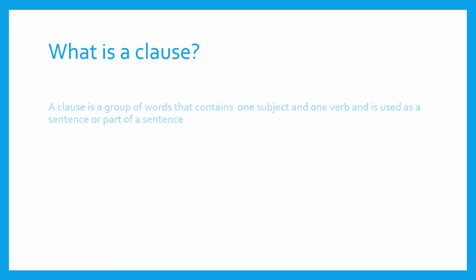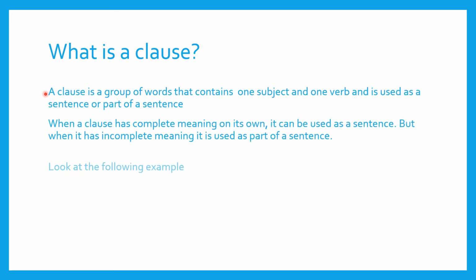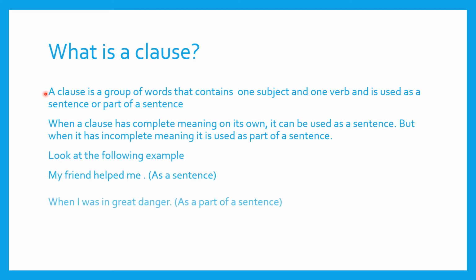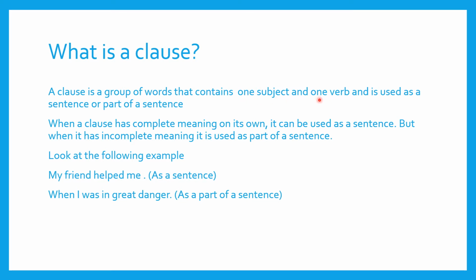What is a clause? A clause is a group of words that contains one subject and one verb and is used as a sentence or part of a sentence. When a clause has complete meaning on its own, it can be used as a sentence. But when it has incomplete meaning, it is used as part of a sentence. Look at the following example.